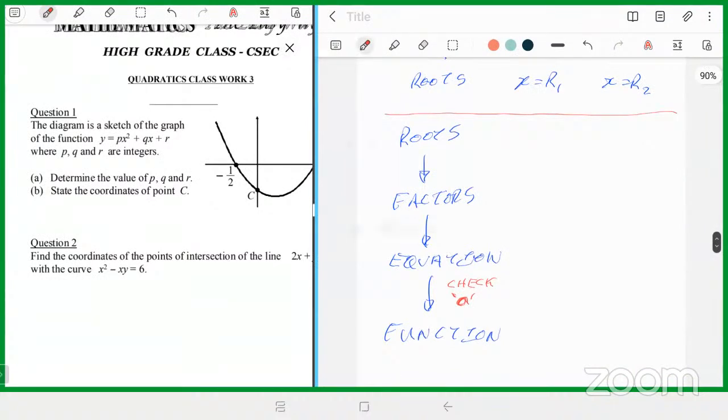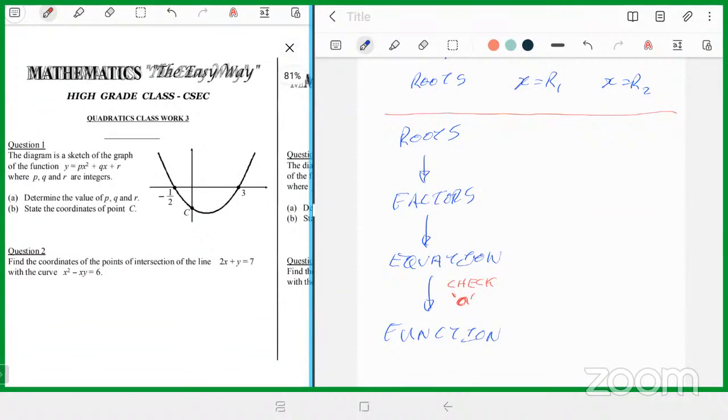Right, so what are the two roots? The two roots are -1/2 and 3. Those are the two roots. So I'm going to write x equals -1/2. And I'm going to write x equals 3. Those are the two roots. So if this is a root, the question is what factor would have given us this as a root? Now remember the question said that P, Q, and R are whole numbers. So you don't want any fraction factors, you want whole number factors.